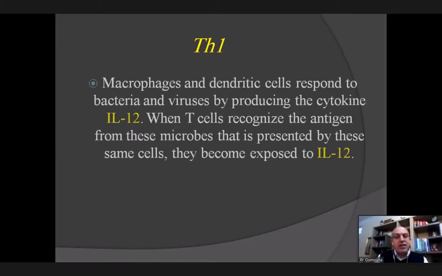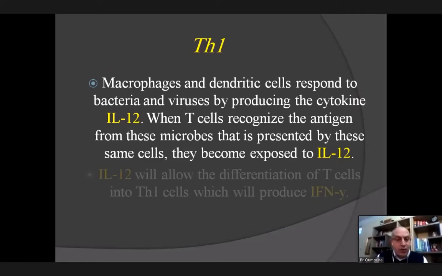Macrophages and dendritic cells also respond to bacteria and viruses by producing the cytokine interleukin-12. When T cells recognize the antigen from these microbes that is presented by these cells, they become exposed to interleukin-12. So the macrophage is not just any cell taking away germs. No, the macrophage is capturing, of course, by phagocytosis, but also secreting interleukin-12 in order to help T helper cells switch to Th1.